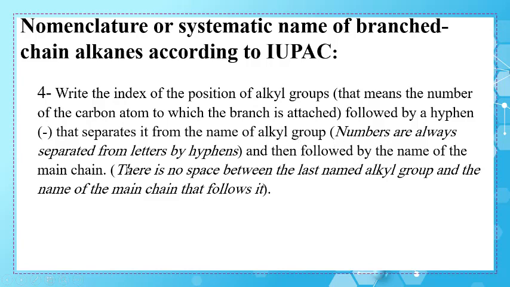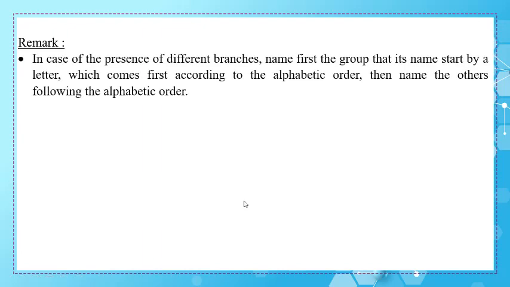Numbers are always separated from letters by hyphens, and then followed by the name of the main chain. So the name of the alkyl group is followed by the name of the main chain. There is no space between the last name of the alkyl group and the name of the main chain that follows it. There are some remarks to respect when giving the name of a branched chain alkane.